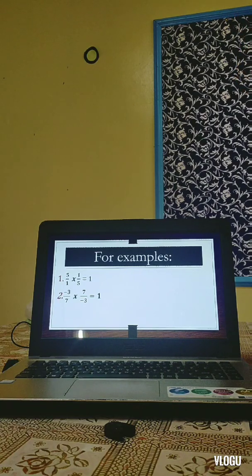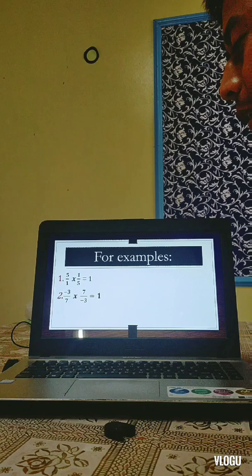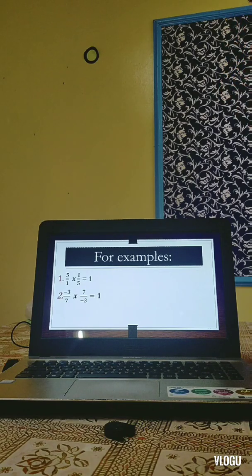The same thing, negative 3 over 7 times 7 over negative 3. Negative 3 times 7 is equal to negative 21. And 7 times negative 3 is equal to negative 21. Negative 21 divided by negative 21 is equal to 1.